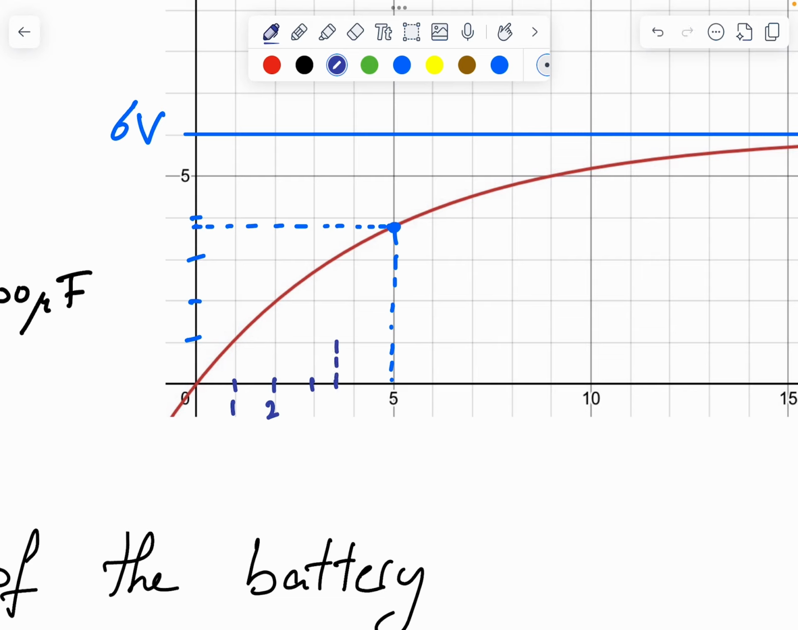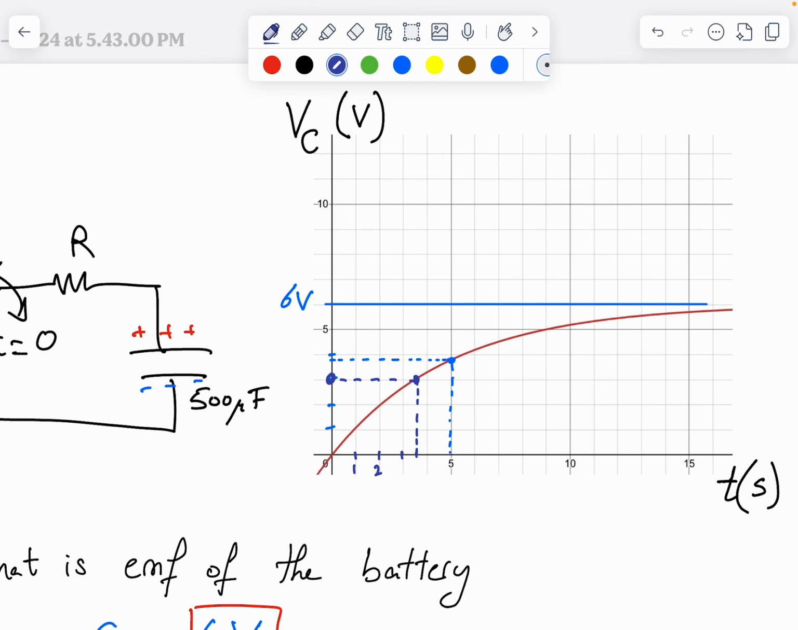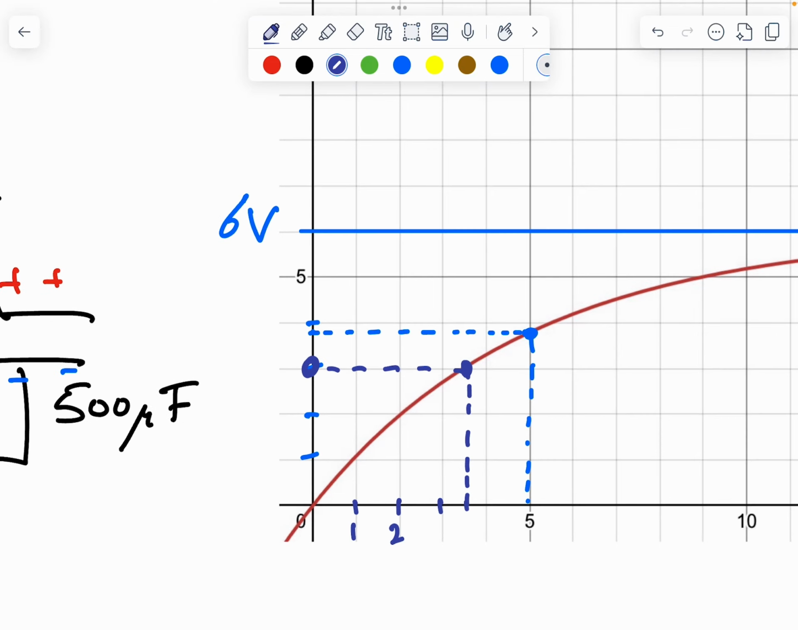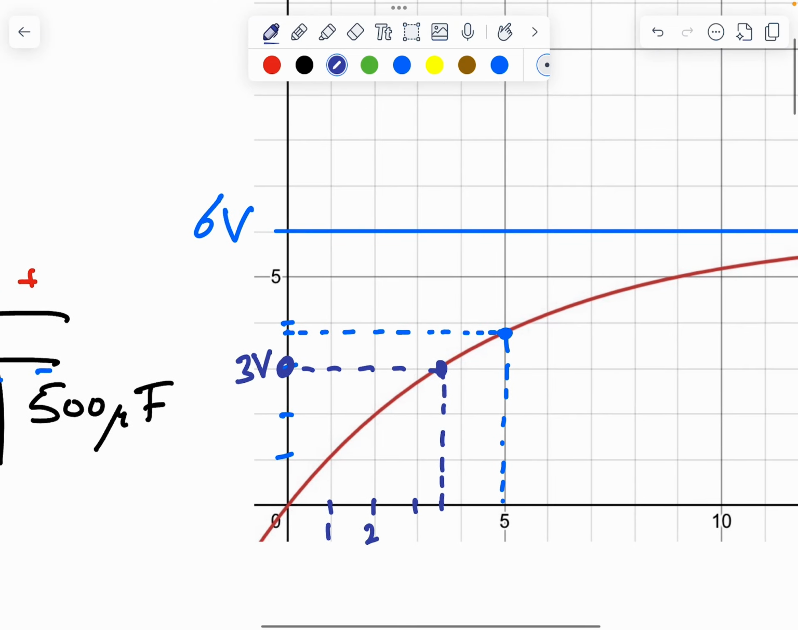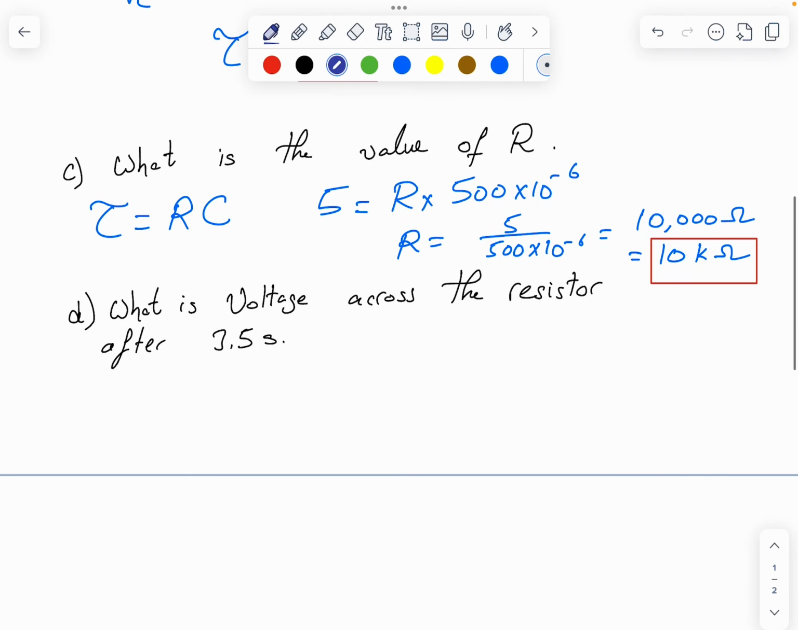So we draw this line. You can see where it intersects with the graph. And we draw this horizontal line to see what its value is. So the voltage of the capacitor after 3.5 seconds is 3 volts from the graph.